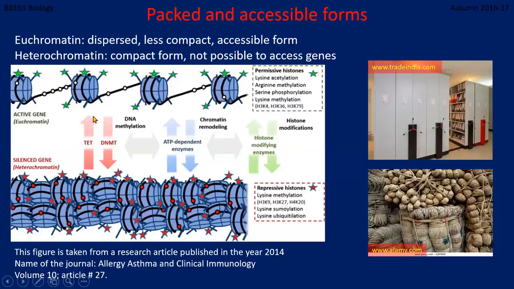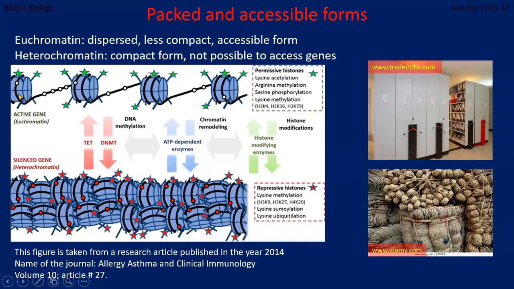But when you think about accessing the DNA, by default it has a very complex, compact structure. And there are two terminologies here. When it is accessible, it is called euchromatin. In euchromatin, the chromatin is less compact and in an accessible form. So over here, you can see the depiction.